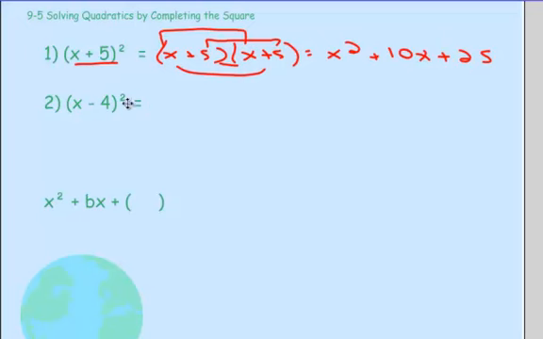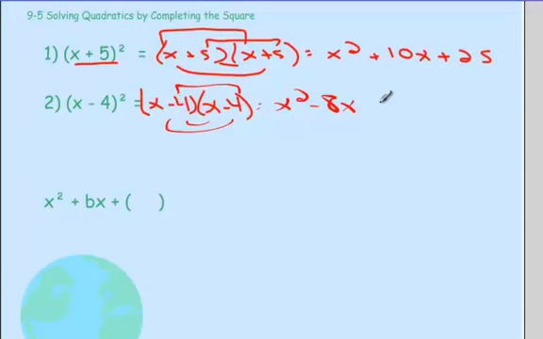Same thing here. So I have x minus 4 times x minus 4. So as we move our way over, we're going to get x squared. I have negative 4 and negative 4 is negative 8x. And then on the end, negative 4 times negative 4 is plus 16.